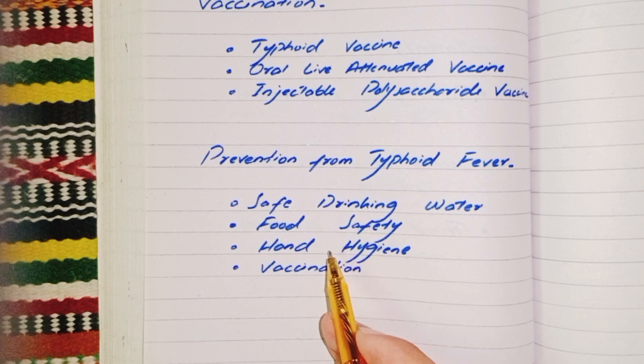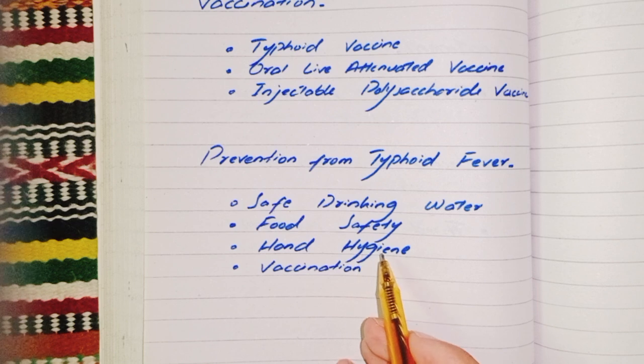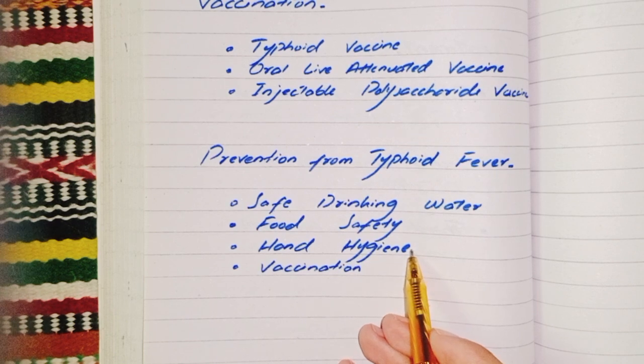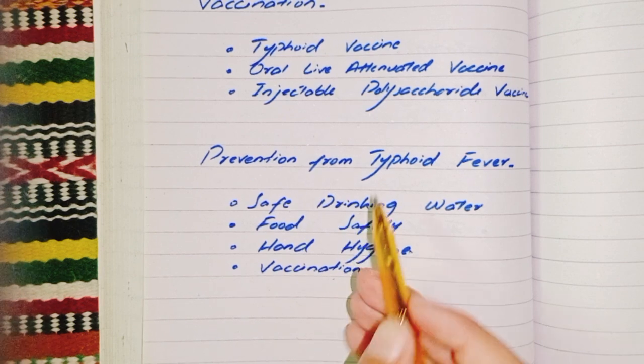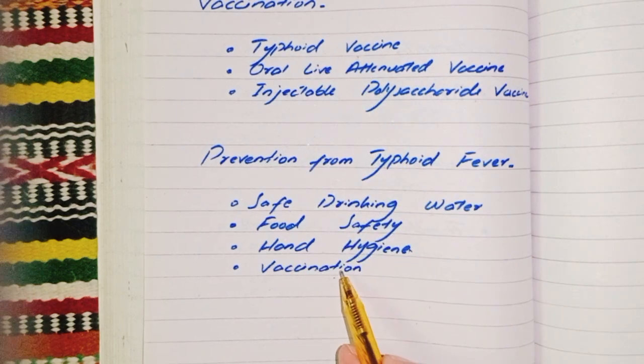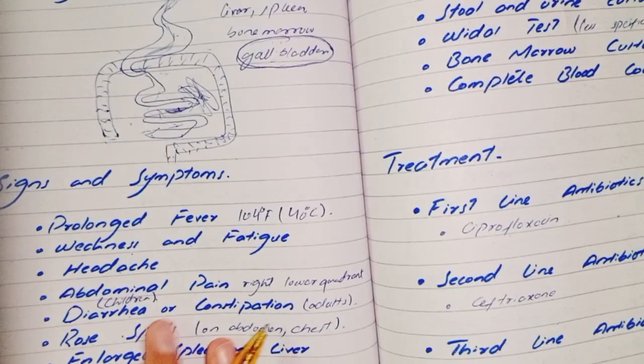Hand hygiene is the next step. Regular hand washing with soap, especially after using the toilet and before eating, is most important for prevention of typhoid fever. And last is vaccination. I talked here as well about vaccination, recommended for travelers and individuals in high risk areas. This is all about typhoid fever.